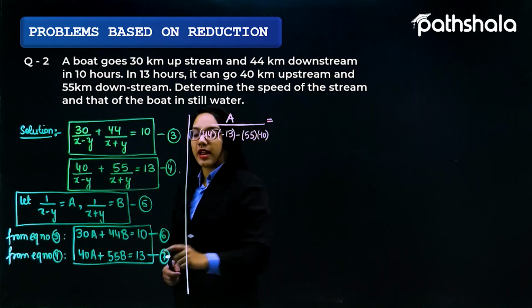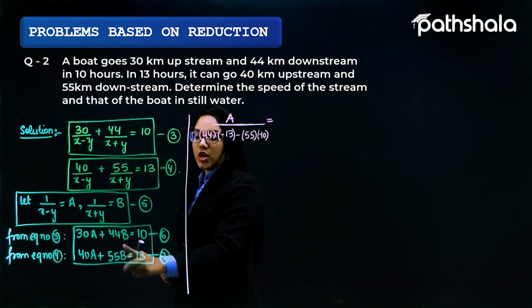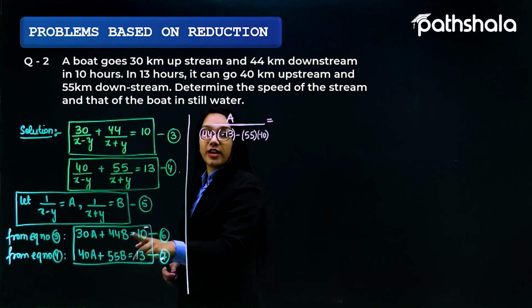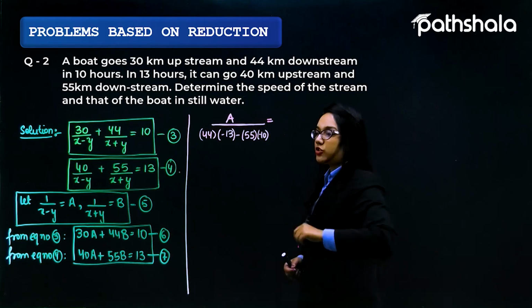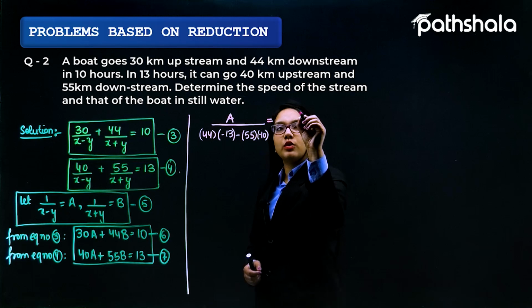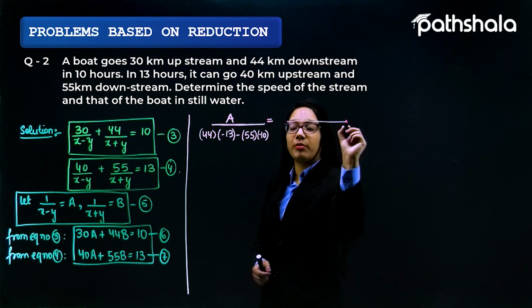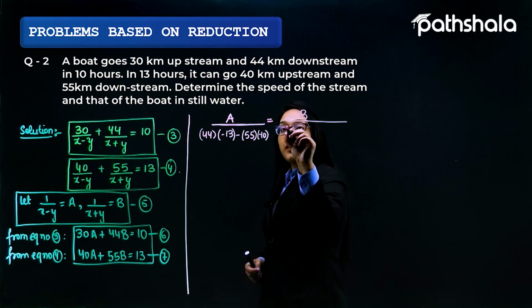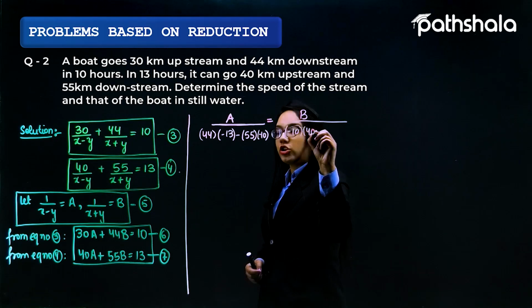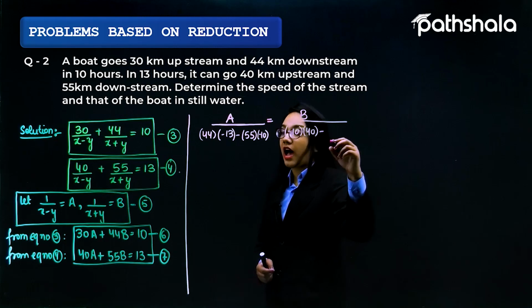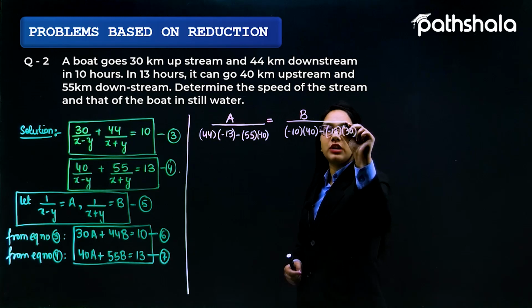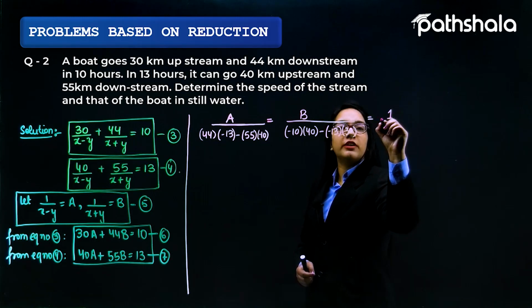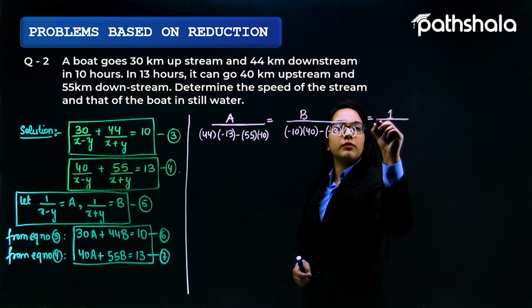Because we are multiplying the coefficients of B and the constant. So 44 into minus 13 minus 55 into minus 10. So A over that value is equal to capital B. Under capital B, we'll have minus 10 into 40 minus minus 13 into 30, and further we have 1 again.